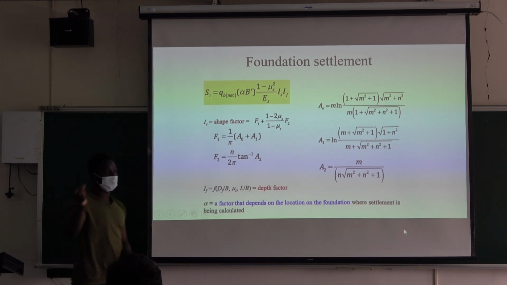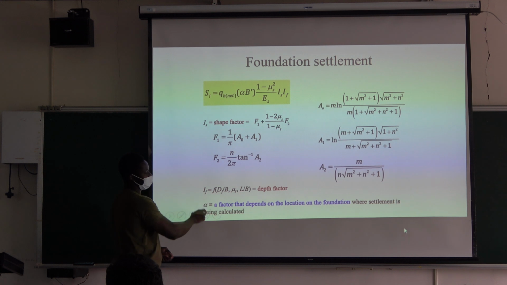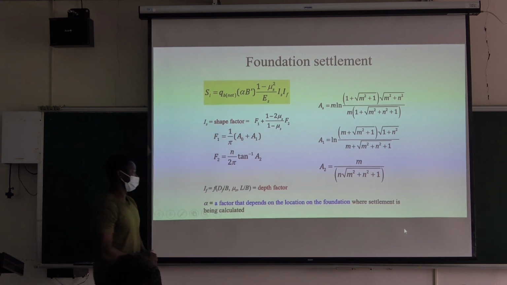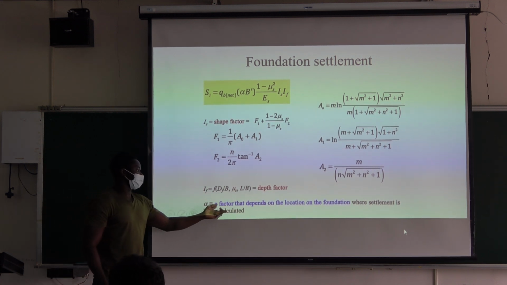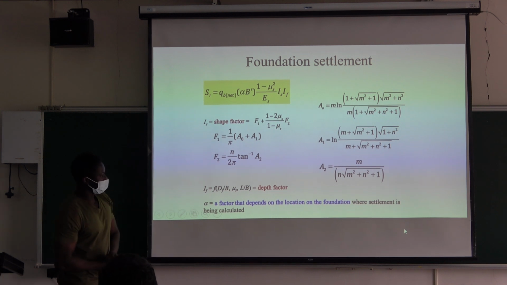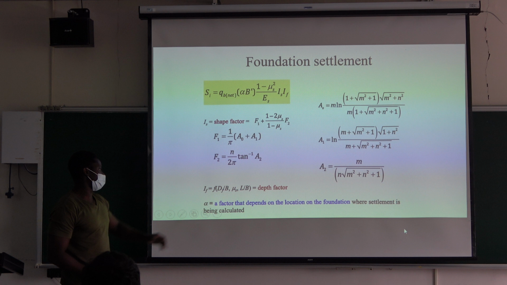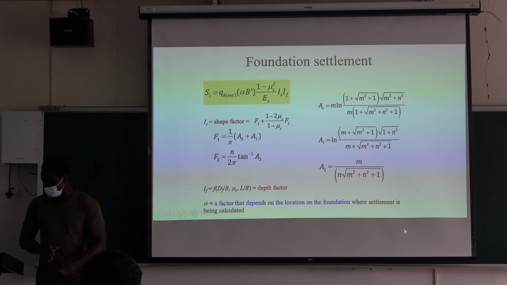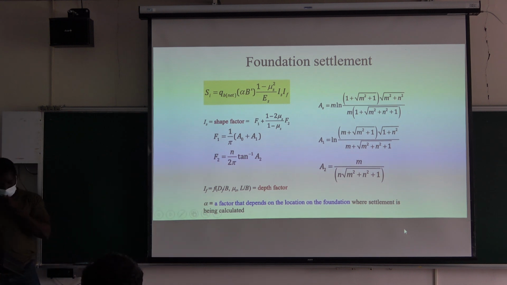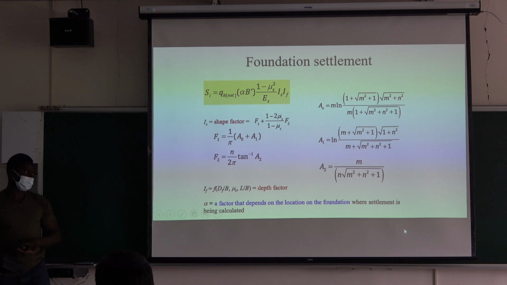You can easily look at the table to find this. Okay, it's a depth factor. It depends on the depth of the foundation. And then alpha is a factor that depends on the location on the foundation where the settlement is being calculated. So are you calculating the settlement at the center or at the corner? Alpha depends on that. So you have to know what the question is asking you to do. Does it want the settlement at the center, or at the corner? Then you can choose the right alpha value.